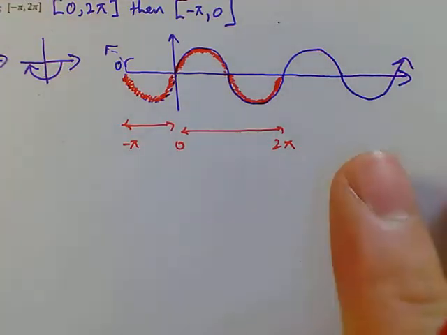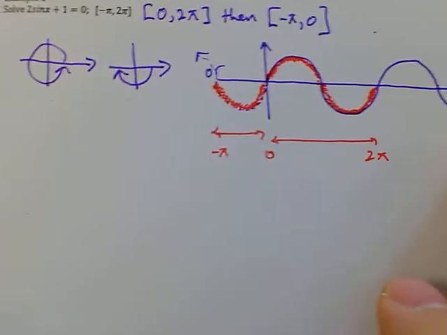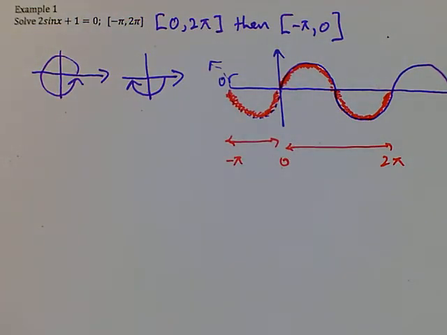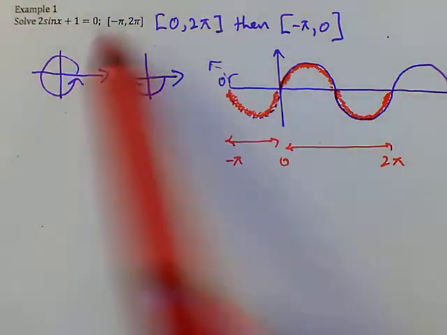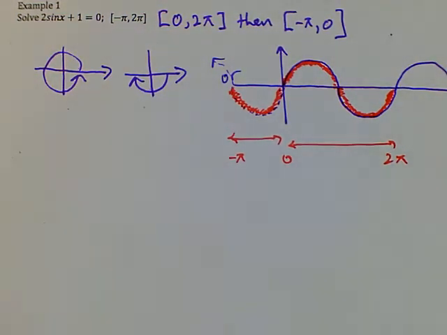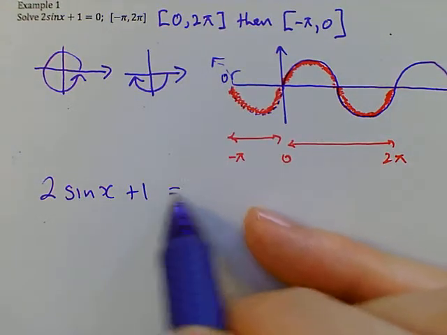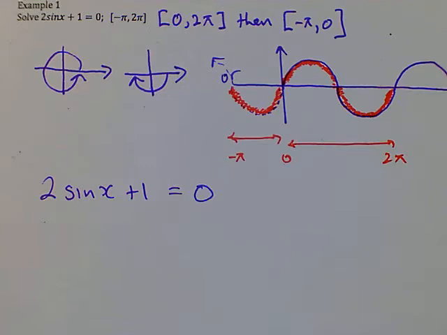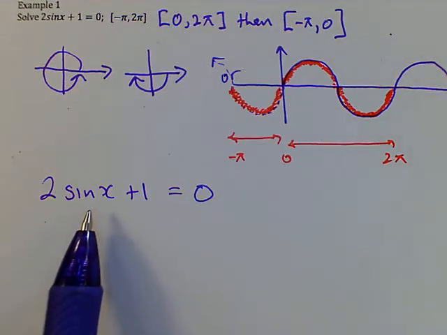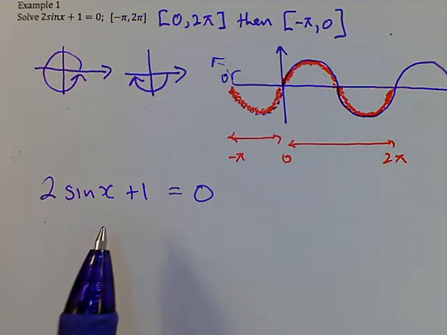So keep this in mind. I'm going to come back to this in just a second. I'm going to take this equation, I'm going to rearrange it, and apply it to this picture so I have an idea of how many answers I should be getting from this question. Alright, here we go. 2 sine x plus 1 equals 0. I am trying to solve for x, so I am going to rearrange everything to get x as alone as possible.